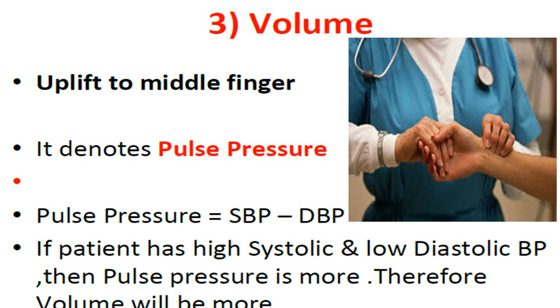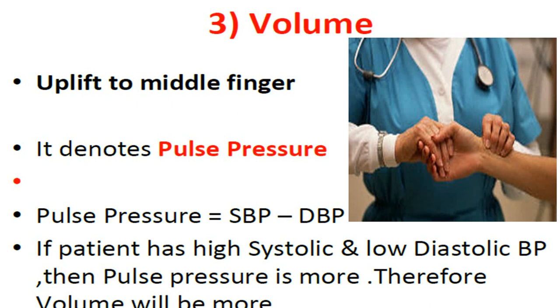It denotes pulse pressure. And what is pulse pressure? Difference between systolic and diastolic. If the systolic is 120 and diastolic is 70, the pulse pressure is 50. By and large, the pulse pressure is around 50. So if a patient has a high systolic and low diastolic, the pulse pressure is wide, or we call it more. So the larger the pulse pressure, the more the volume. The less the pulse pressure, the less the volume.